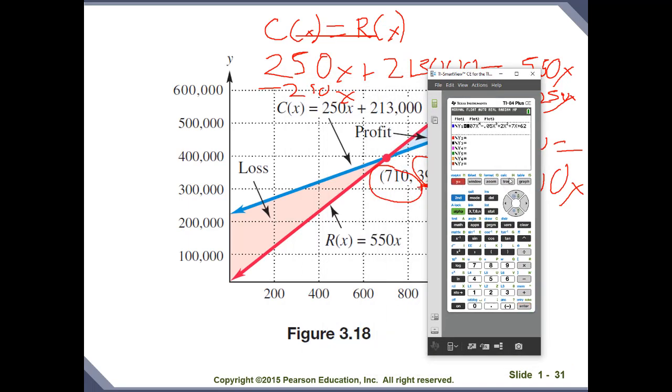I'm going to put in my functions as y values. I'm going to clear out what I have in here from another class. So I'm going to say that y sub 1 is my cost function. That's 250x, x. I always do that. I type x on the computer keyboard, and that doesn't take that in the calculator on screen. So the cost function, 250x plus 213,000. My revenue function is just 550x. See, I did it again.